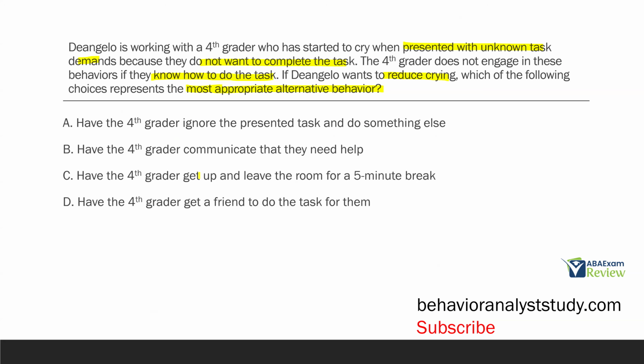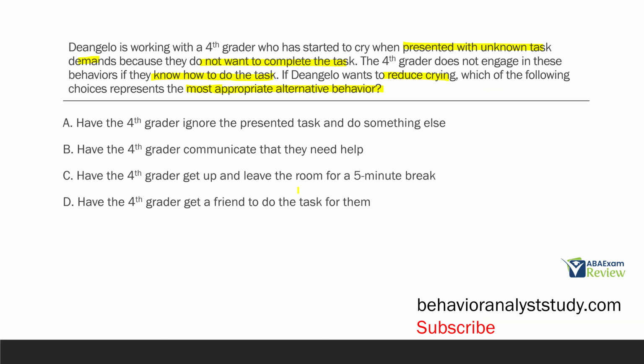B, have the fourth grader communicate that they need help. B could be effective. One, the fourth grader can have an alternative to having to do the task themselves. It's an alternative to crying, it's an alternative to escape. And also, they can learn how to do the task, which in turn will reduce crying. So B seems pretty good.